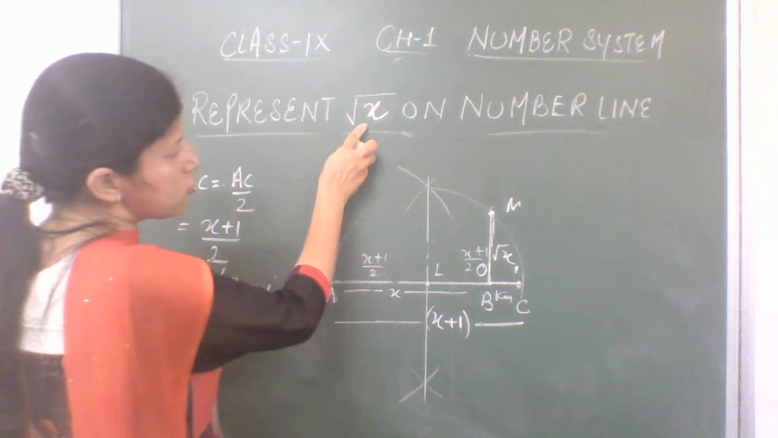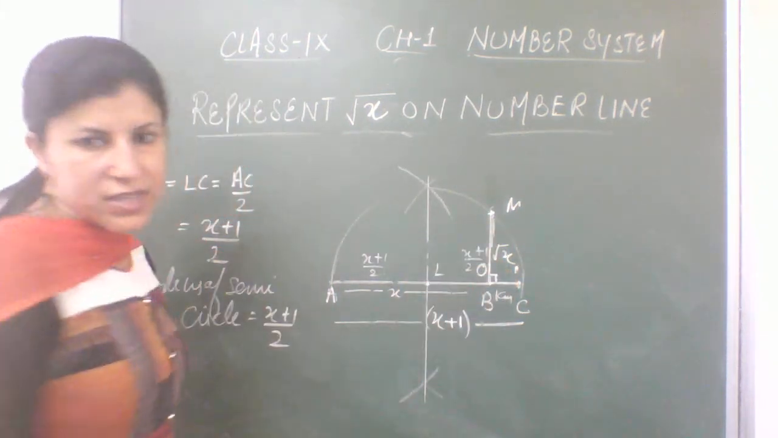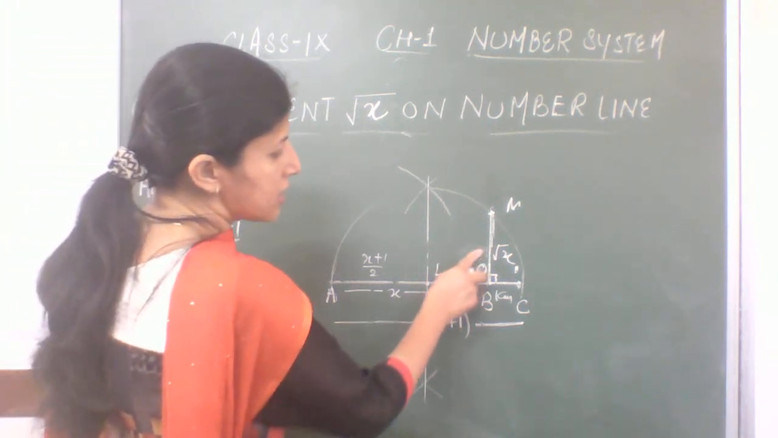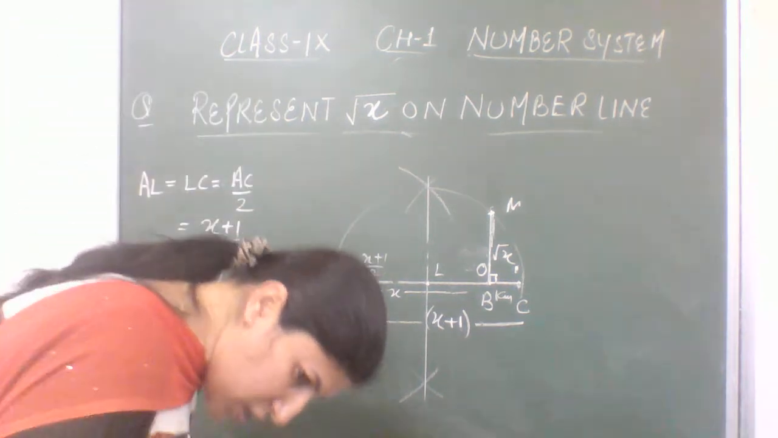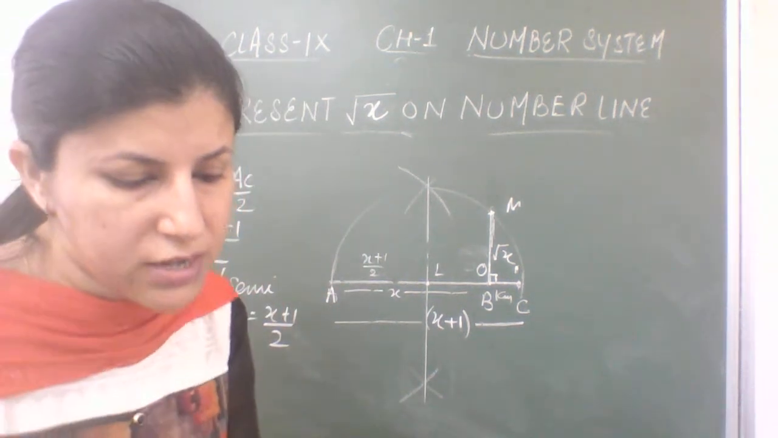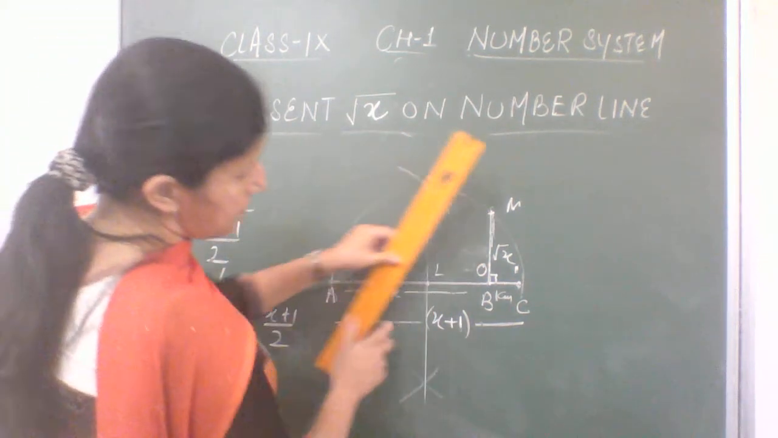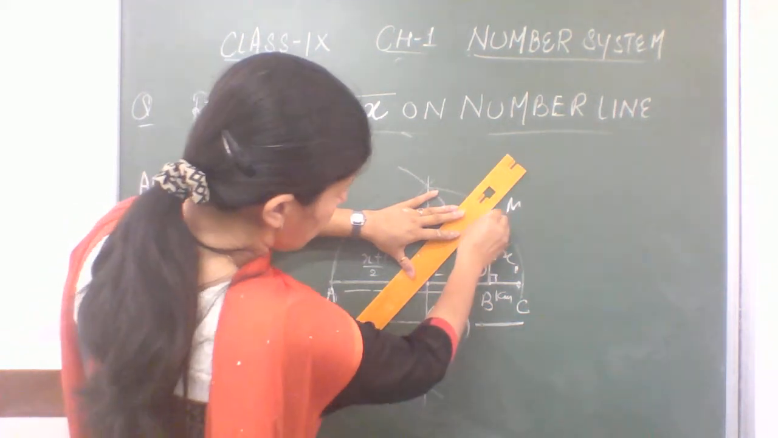मैंने ये बोला था ना, ये जो नंबर होता है, ये जो परपेंडिकुलर की लेंथ आती है, this is root x. Now how we can give its justification? This length is root x, right? इसकी justification कैसे होती है? Firstly we have to join LM. Join LM. What is this LM?